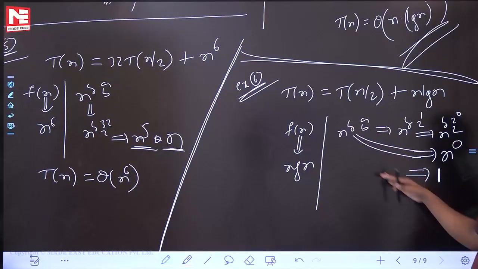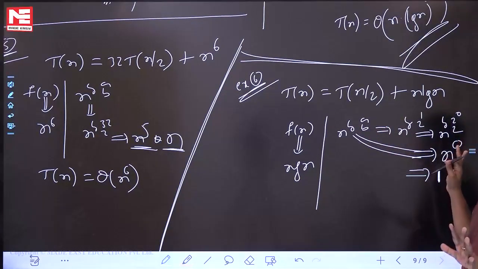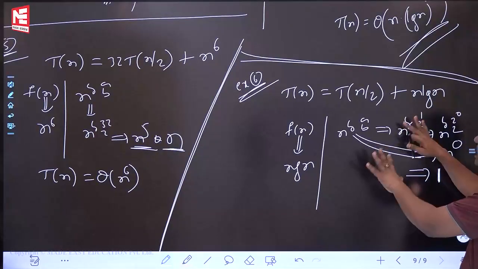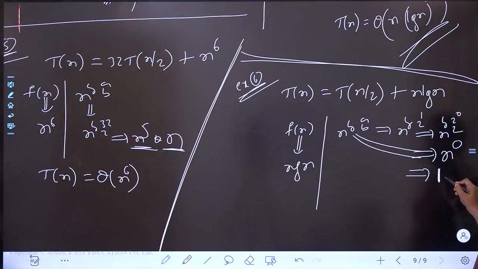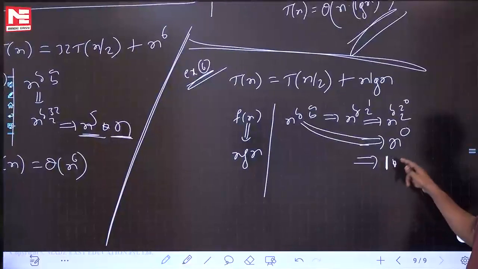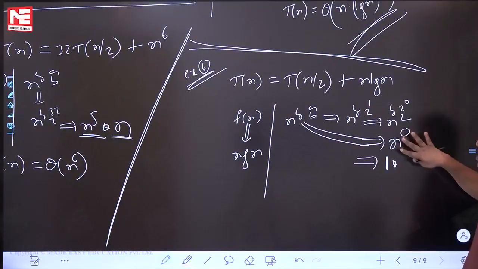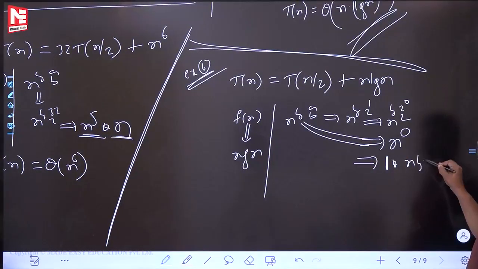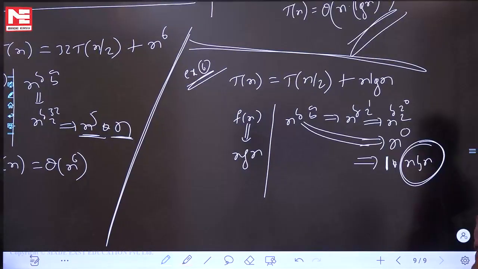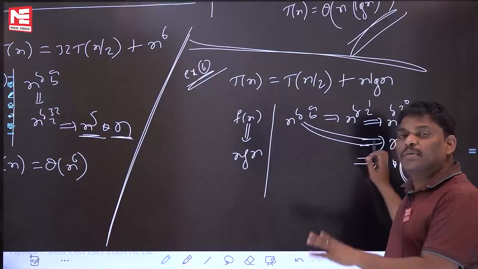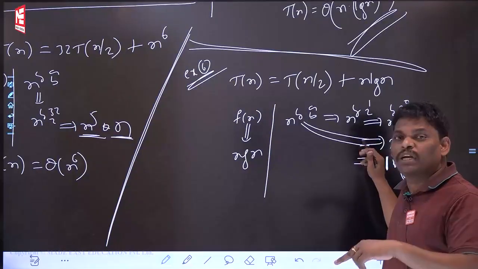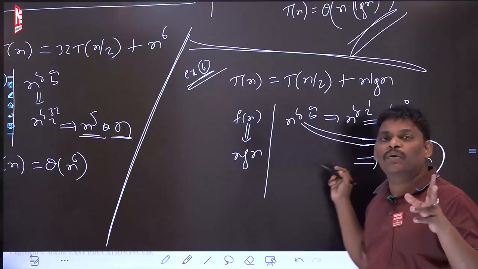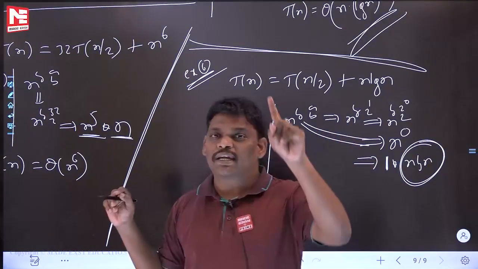Is the right hand side person greater or smaller? He is smaller. By how many times? Left is n log n, so he is smaller by n log n times. Right hand side is smaller, it's okay. Smaller by how many times? n log n times.